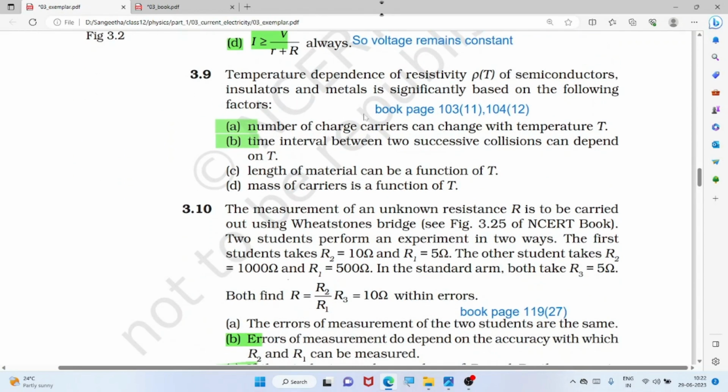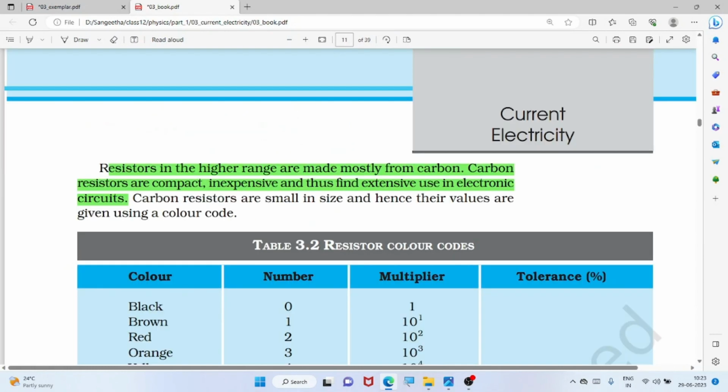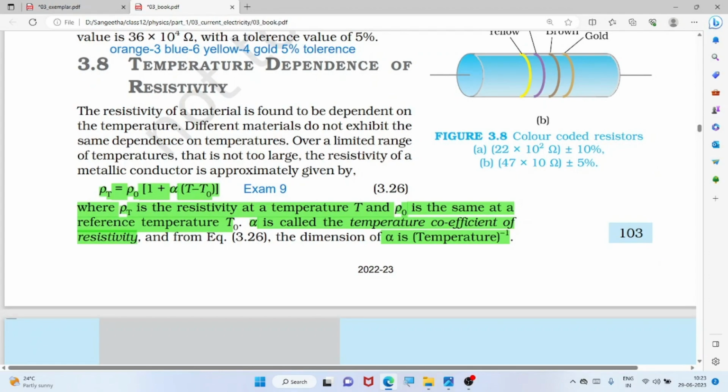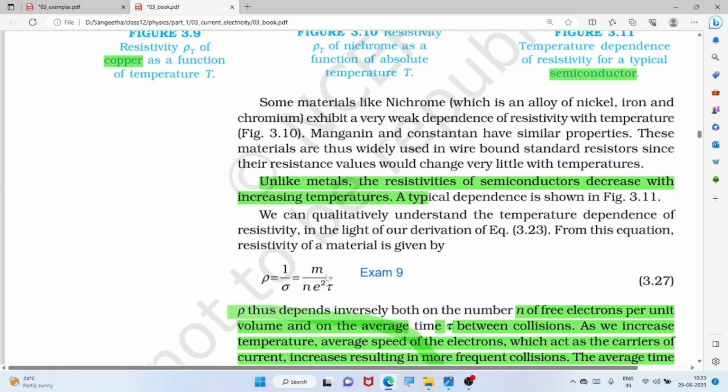Temperature dependence of the resistivity of semiconductors, insulators and metals depends significantly on the following factors. Options 11 and 12. The number of charge carriers changes with the temperature. The time interval between two successive collisions, that is the relaxation period, depends on the temperature. Options 11, 12. There is a formula here, and there is also one more formula here. You can go through it so you understand it.